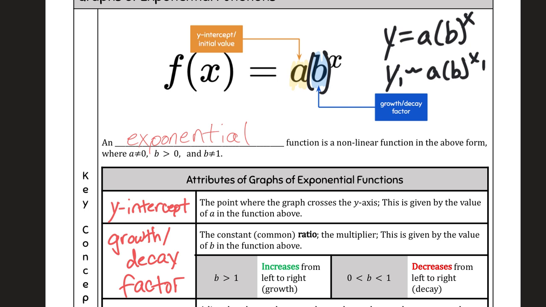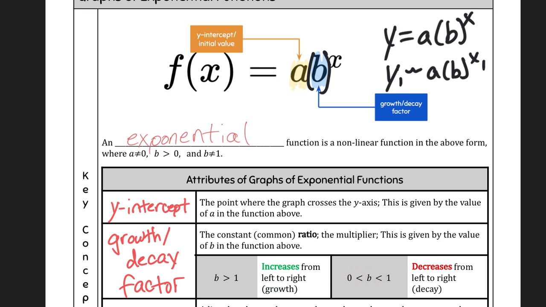So let's talk about graphs of exponential functions. First of all, the A represents my y-intercept. That's where the graph will cross the y-axis. The B represents my growth or decay factor. If it's greater than 1, then that means it's going to be growth. If the B is between 0 and 1, or pretty much less than 1, then it's going to be decay.